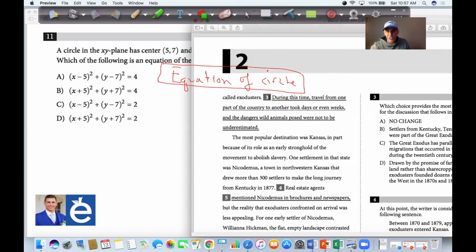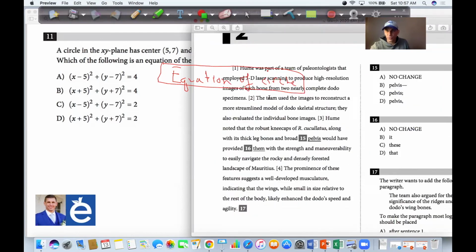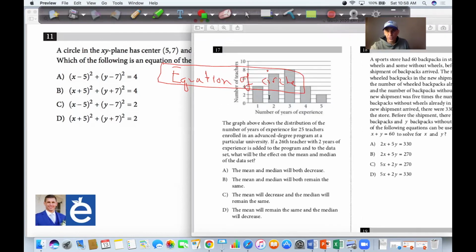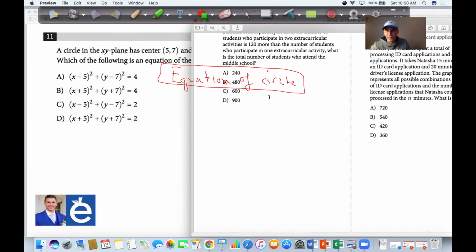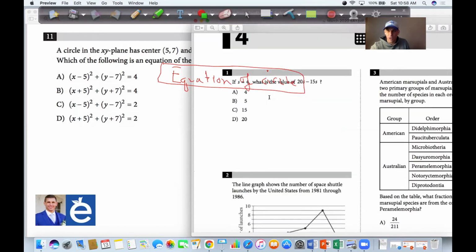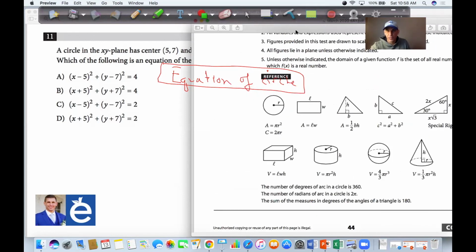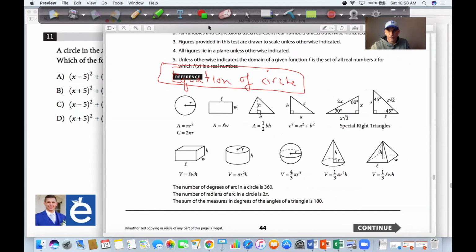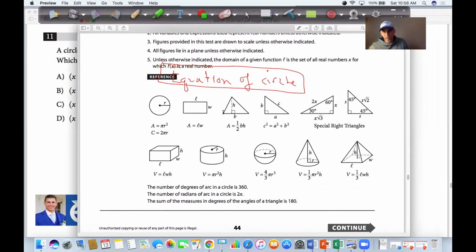And that reference section is going to contain really valuable equations. Probably the most popular equation, though, that I've noticed that they do not give to students, that generally often appears on the SAT, is the equation of the circle. So you'll notice here, they don't give this to you.